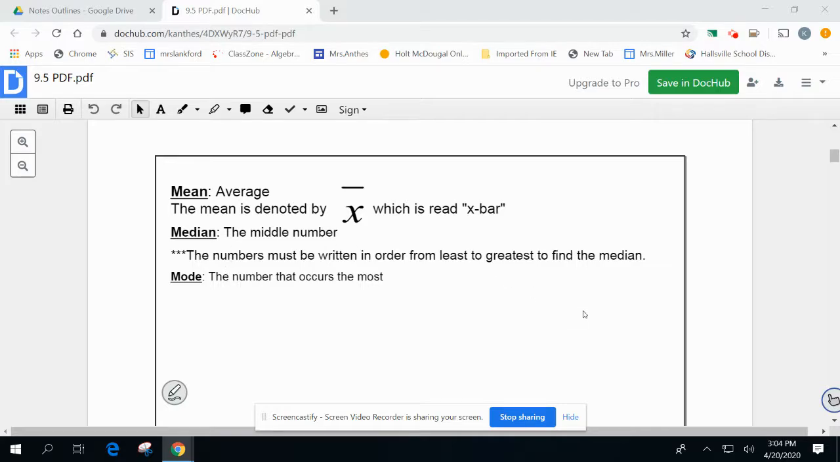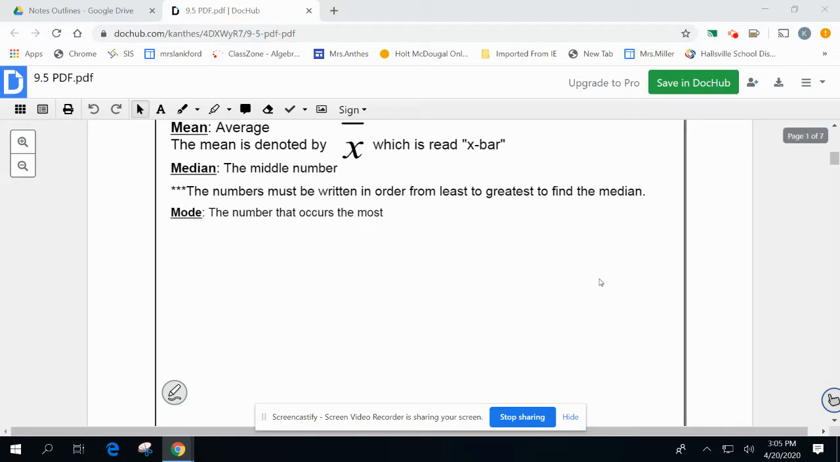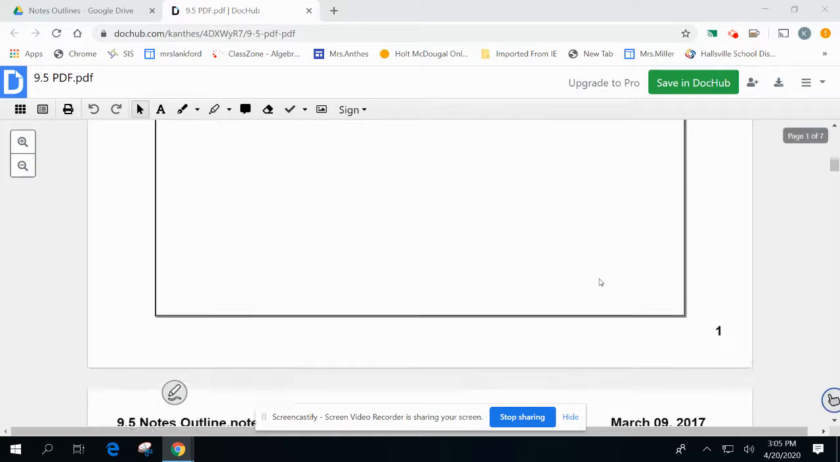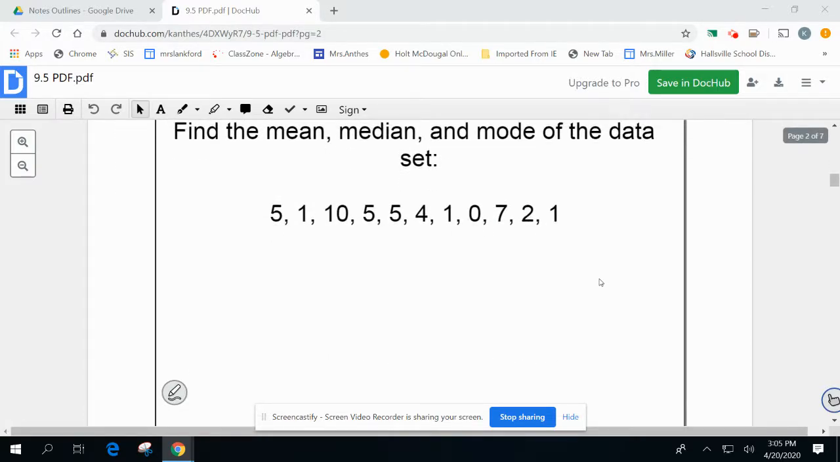Median is the only thing that requires you to write them in order from least to greatest. Otherwise, you do not have to have your numbers in order. And the mode occurs the most. So what we're going to do is find the mean, median, and mode of the set of data. Since I do need to find the median, I'm going to go ahead and write these in order. You could pause your video and go through and do that.